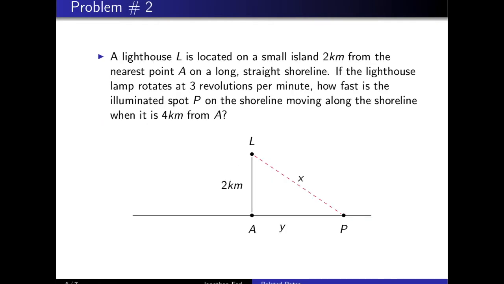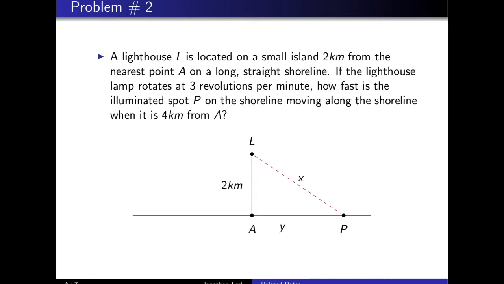Okay, for our second problem, we're going to have a lighthouse L located on a small island 2 kilometers from the nearest point A on a long straight shoreline. And we're told that the lighthouse lamp is going to rotate at a rate of 3 revolutions per minute, and what we'd like to find is how fast the point P, which is where the light beam is hitting the shoreline, is moving along the shoreline when that point is 4 kilometers from this point A.